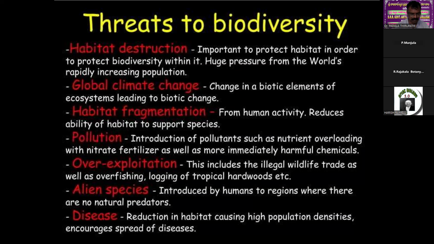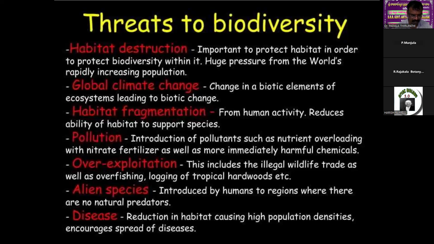It is important to protect the habitat in order to protect the biodiversity. If we protect the habitat, we can automatically protect the biodiversity. There is huge pressure from the world's rapidly increasing population. This habitat destruction is due to the increasing population only. So the first one is habitat destruction.